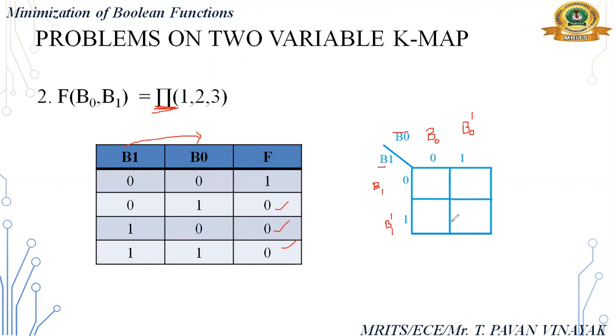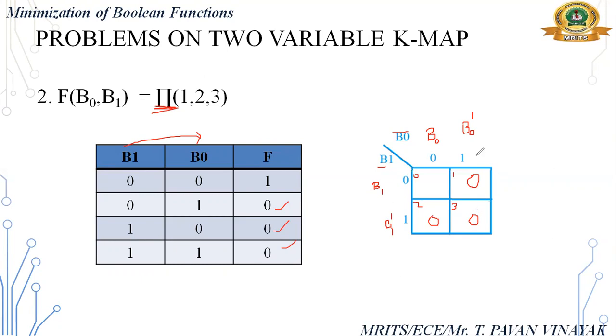Next, write indexes. 0 0 means 0, 1, 2, 3. Okay. Now write the values: 0, 1, 2. Okay. Now write the term.